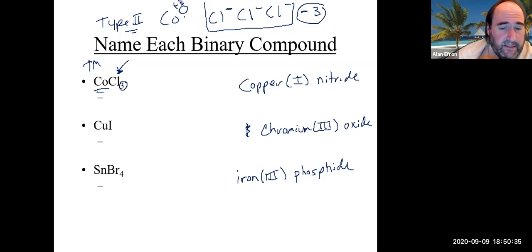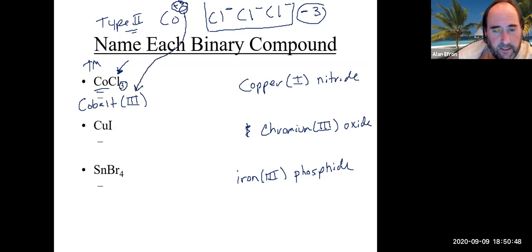And what that means is that this would be cobalt Roman numeral 3. The 3 is not how many cobalts we have, but the actual charge on the cobalt. And even though we have 3 of these chlorides, we're just going to name it like normal, which is chloride. So this would be cobalt Roman numeral 3, because the cobalt has a +3 charge to balance out the negative charge, and chloride at the end there.